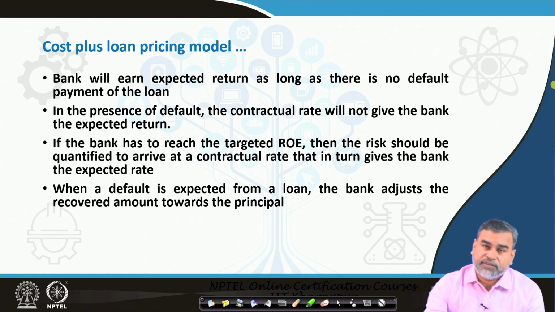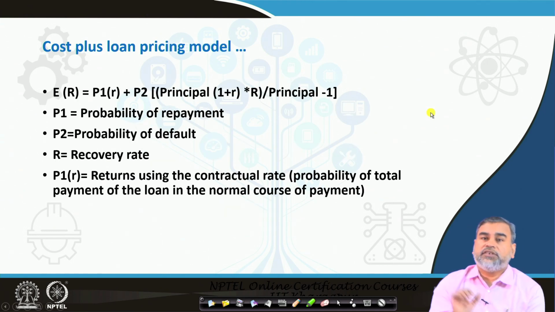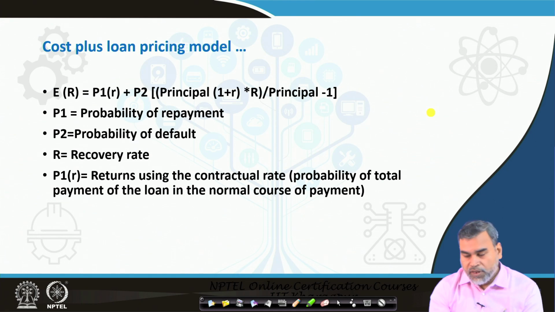So, how basically can this be done? Because already you know that there is a probability of default. If there is a probability of default, then how can we manage that? Then this can be adjusted with respect to the principal. So, here that formula is basically what?